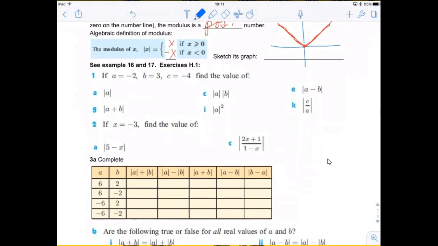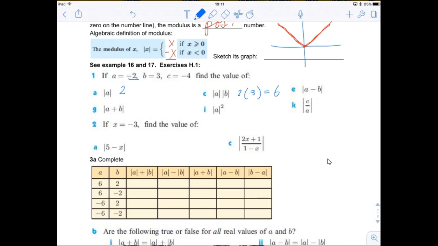If a equals negative 2, b equals 3, and c equals negative 4, find the value of the following moduluses. So the modulus of a would be positive 2. The modulus of c would be 4. The modulus of a times the modulus of b is 2 times 3, because the modulus of negative 2, which is a, is 2, and the modulus of b, which is 3, is just 3.